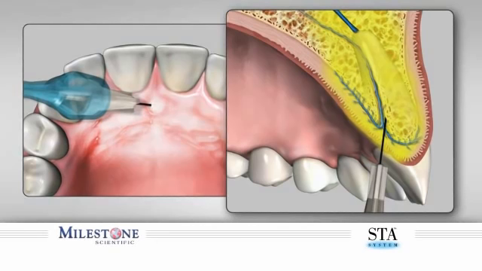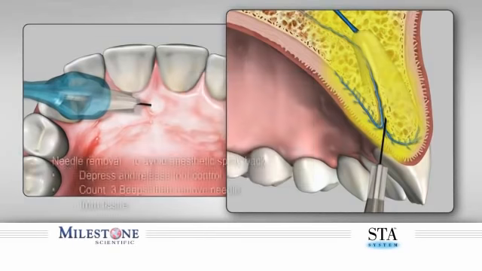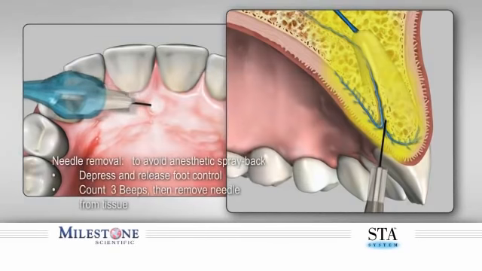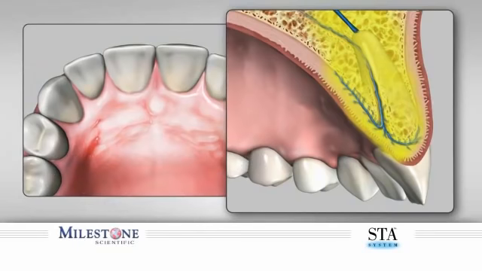To avoid anesthetic sprayback during needle removal, use the following needle removal technique. While the needle is still embedded in patient tissues, depress and release the foot control pedal. Count 3 beeps after releasing the foot control, and then totally remove the needle from within the patient's mouth. Direct the needle away from the patient, as a small amount of anesthetic solution may still be present.